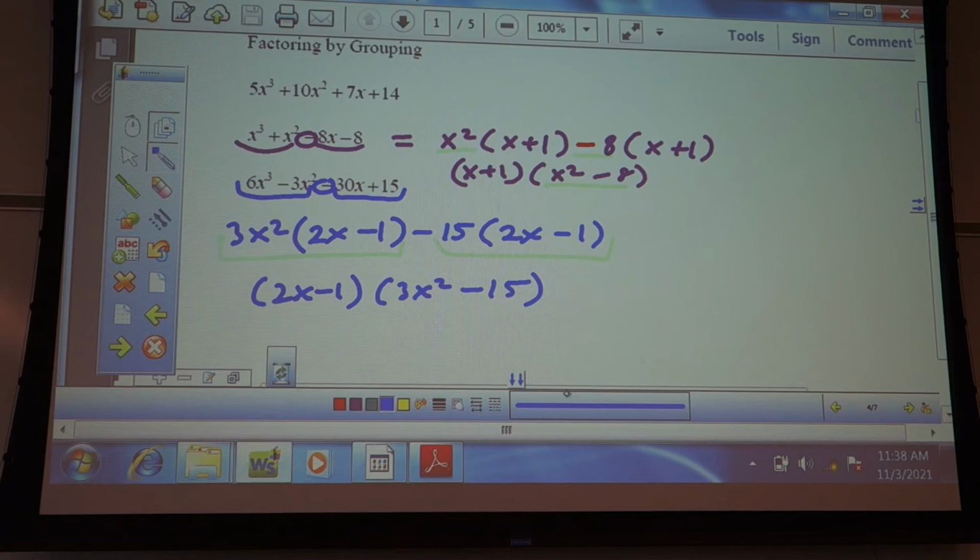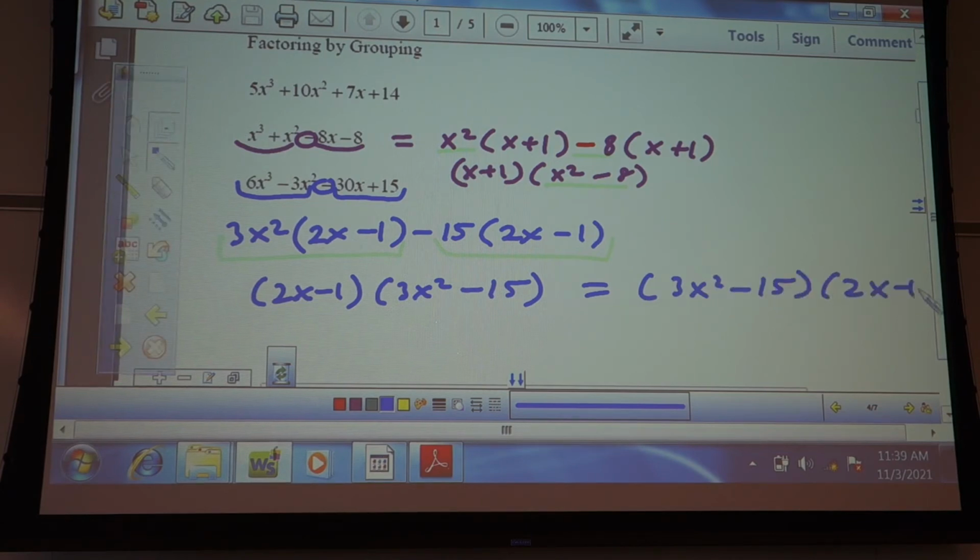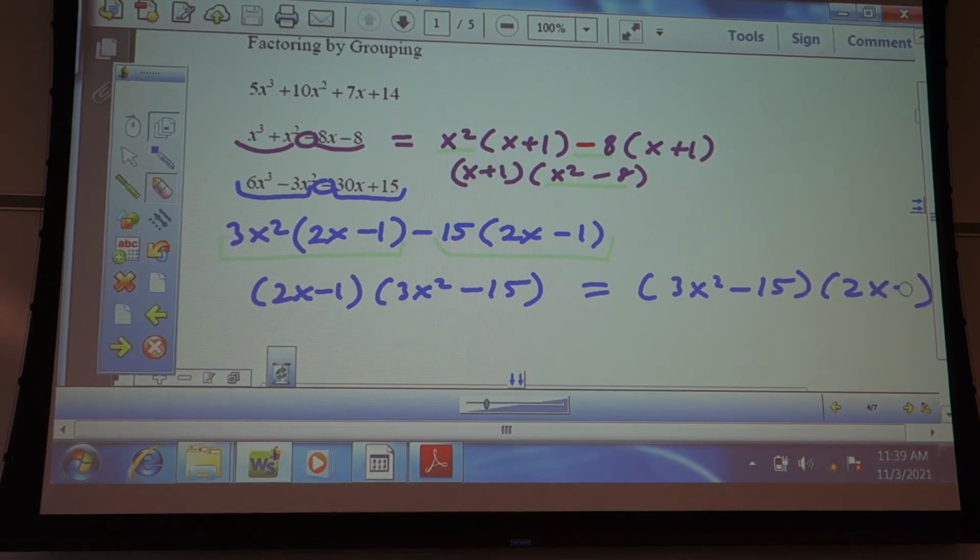Done. Good. You can write them the other direction, right? If you prefer to write them this way, it's exactly the same. It doesn't matter, because multiplication is commutative. You can write either one first. They're both the same. Any questions on that?